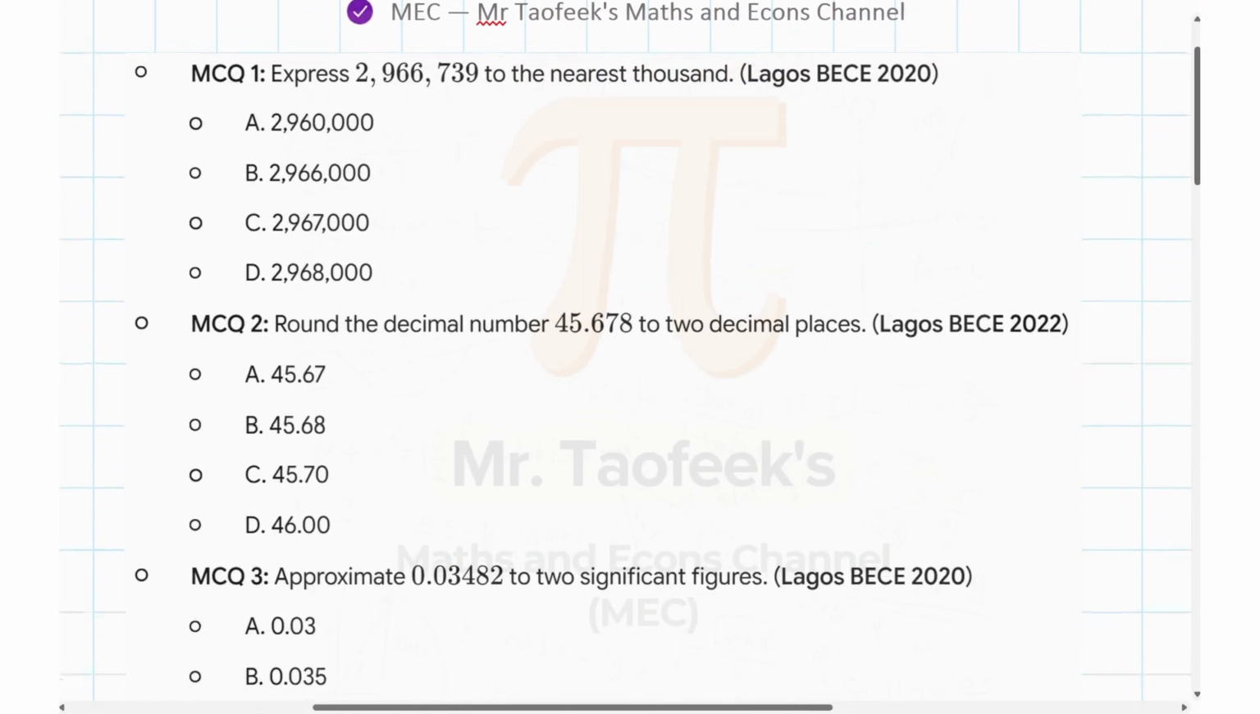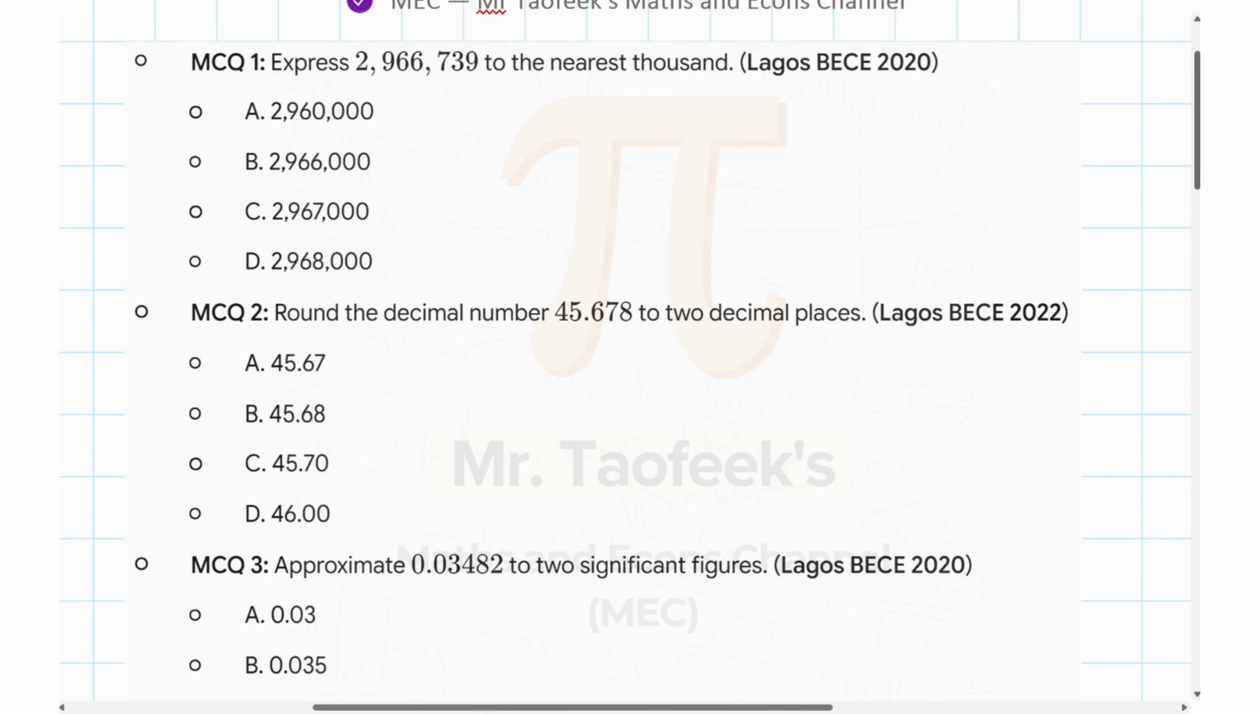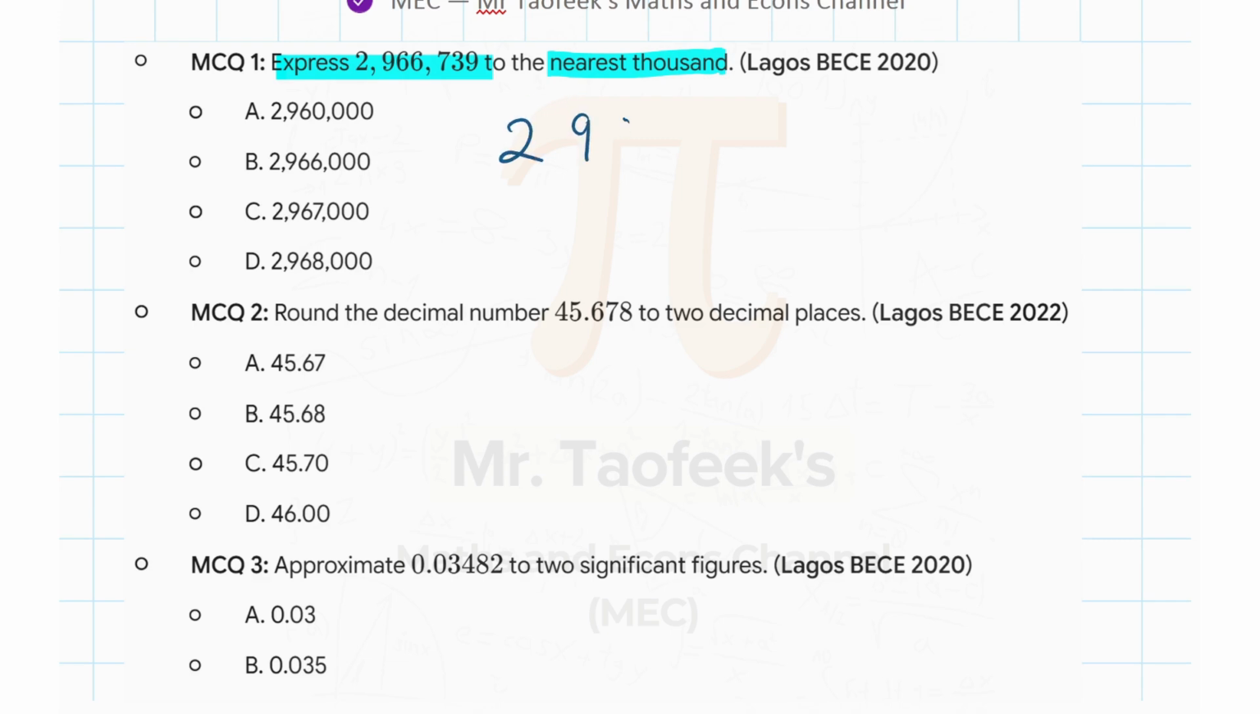The first question says express 2,966,739 to the nearest thousand. Anytime you're asked to round to the nearest thousand, nearest hundred, nearest tens, nearest unit, and so on, all you have to do is check the place value. So let's rewrite the number. This is the units, this is the tens, this is the hundred, and this is the thousand. So our approximation is going to stop on this number.